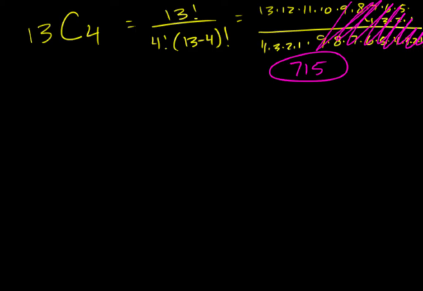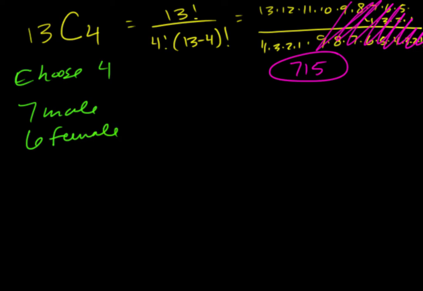Now, same situation, but let me write this down actually. So we're going to choose 4. We have 7 male, 6 female. Okay. Now, it says there must be 2 riders of each sex. So what we're going to do is choose males first. So we're going to choose 2 males, which would be 7C2. And then we're going to choose 2 females, and then we're going to multiply those 2 answers together.